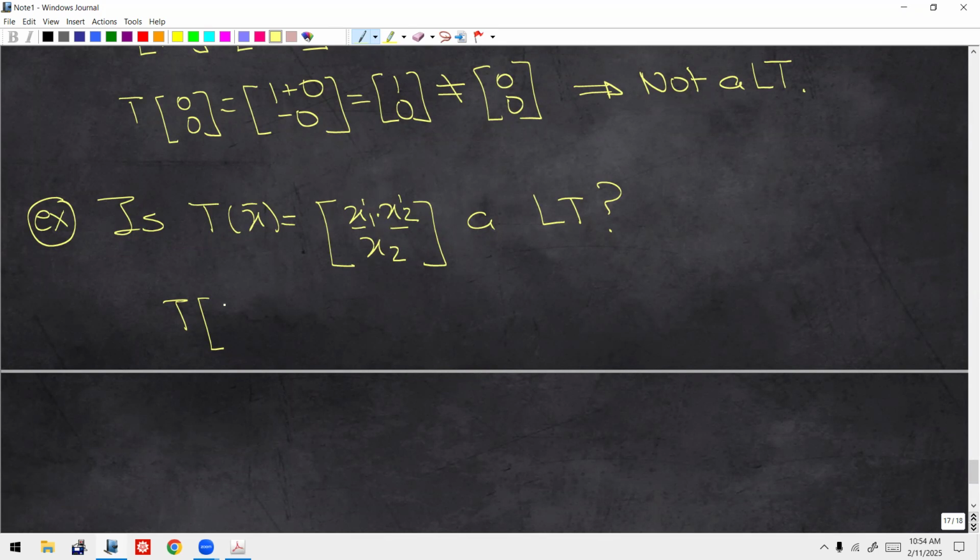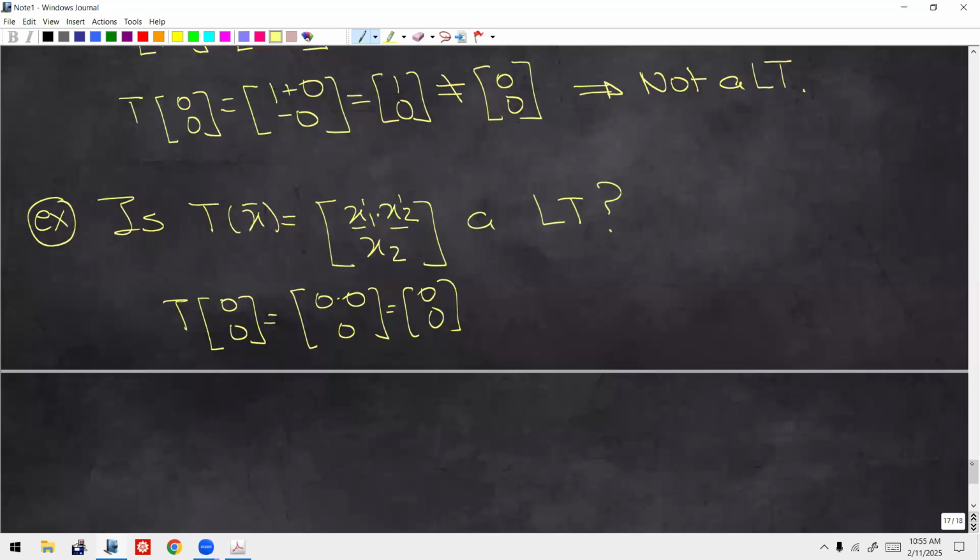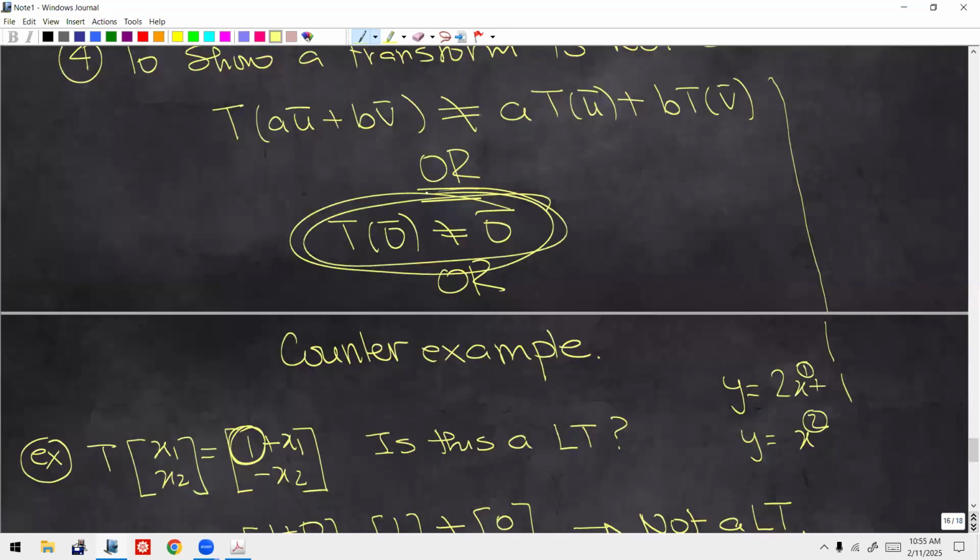So let's start that. If I use the 0, 0 vector, it should give me the 0 vector. So I get 0 times 0, 0. So it gives me 0, 0. So that works. So you might think, oh, it is linear. Okay, remember, just because it satisfied that one condition doesn't make it linear.